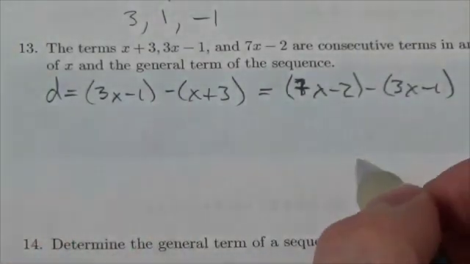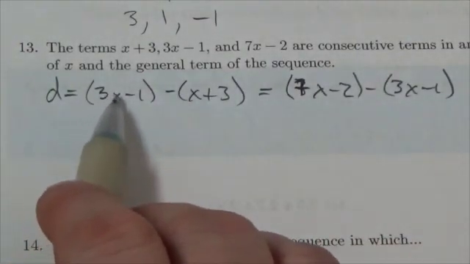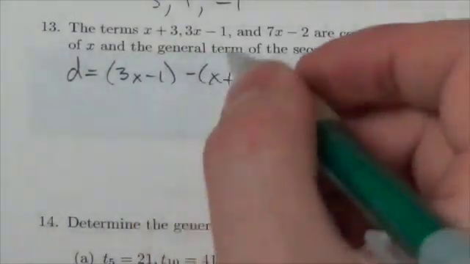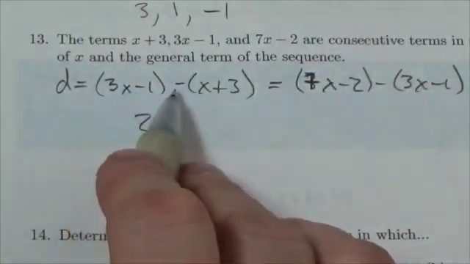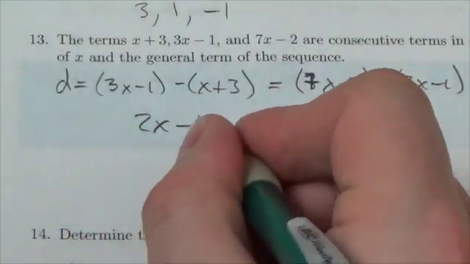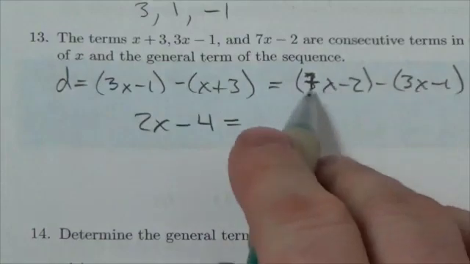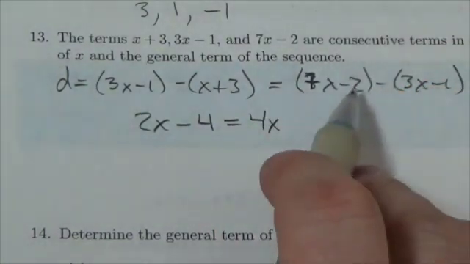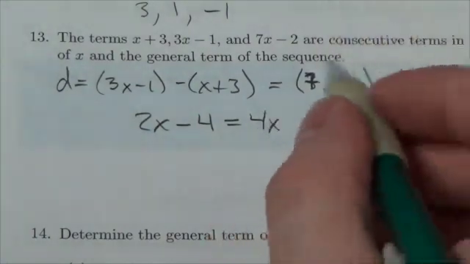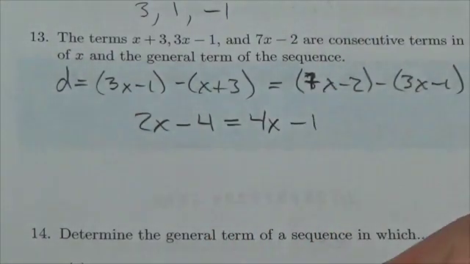Now I'm going to group together like terms. So on the left-hand side, 3x minus x is going to end up being 2x. Negative 1 minus 3, negative 4. 7x minus 3x, 4x. Negative 2 minus negative 1, be careful about that, would be negative 1.